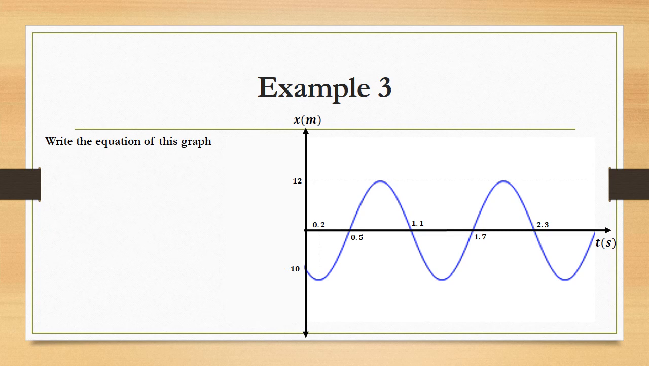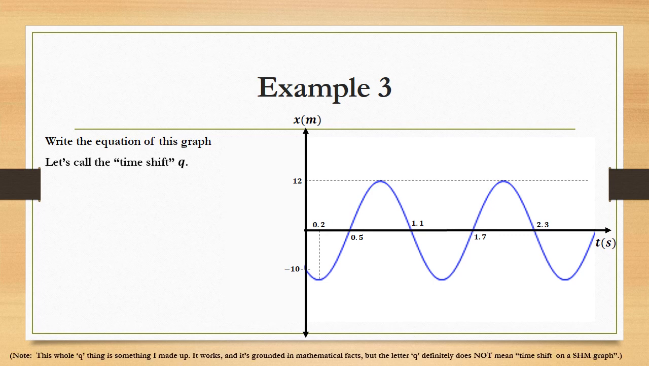Before you pause the video, I want to show you a trick for how to find phi on some kinds of graphs. Sometimes graphs will tell you how much time has passed before a regular curve begins. For instance, I've marked here that at 0.2 seconds, we've got the bottom point, or the valley, of the graph. The valley here would be where the negative cosine function starts. So I'm going to call this a time shift.